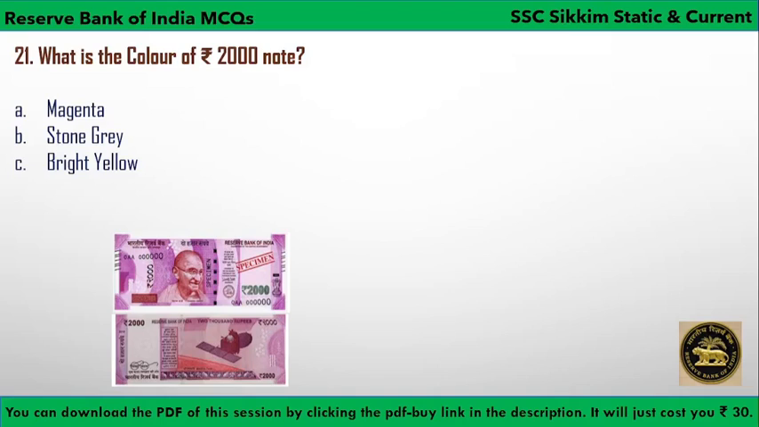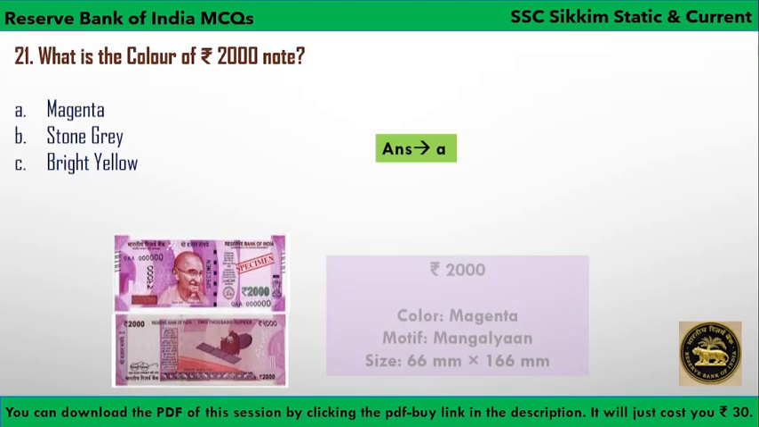Now the next question is, what is the color of 2,000 rupees note? Very famous question, a very common question, but a very ignored question, we can say, right? We just say pink, but it's not pink. The correct answer is magenta. The 2,000 rupees note is of the color magenta, and the motif on the back of this note is Mangalyaan. Size you can see here.